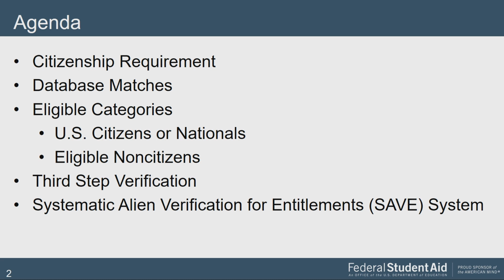Today, we will review the citizenship requirement as it's defined in the Higher Education Act. We'll describe how the student's FAFSA information is matched with that of other agencies to determine the student's citizenship status. We'll follow that up with a discussion on the immigration documents that you may have to collect to make sure that the student meets their citizenship requirement. And we'll close with a discussion on the Systematic Alien Verification for Entitlements, or SAVE system, and the third step verification process.